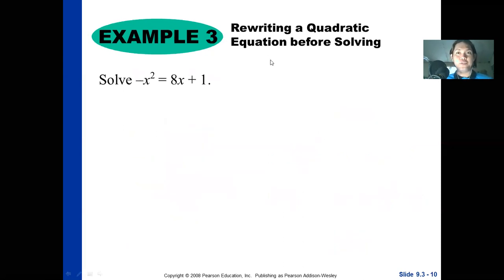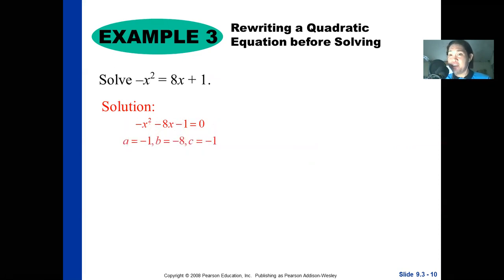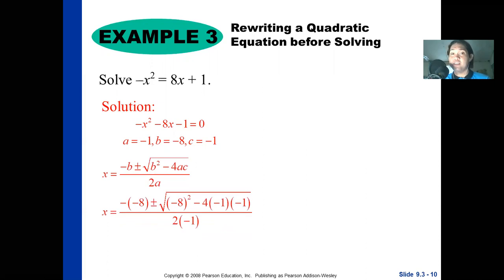Now let's try to do another example. Example number 3, we have negative x squared is equal to 8x plus 1. As you observe, the equation there is not written in standard form. So we write it in standard form. Then you have negative x squared minus 8x minus 1 is equal to 0. So what's next? Okay, identify your a, b, and c. You have it there: a is negative 1, b is negative 8, and c is negative 1. Then use the quadratic formula. Substitute, then simplify, then square root of 64 minus 4 is 60, right?